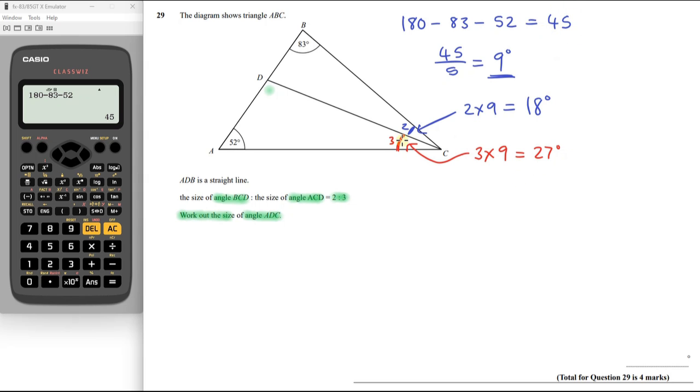So now we've been given this angle, and I think this is the one to focus on, because now if we look at this triangle, we've now got 2 angles in our triangle. So we can say that angle ADC is going to be 180 minus these 2 angles. So minus 52 minus 27. So 180 minus 52 minus 27, and we get 101 degrees. So that is our answer. The size of angle ADC is 101.